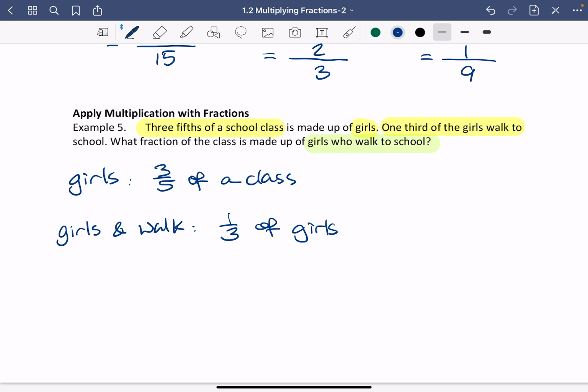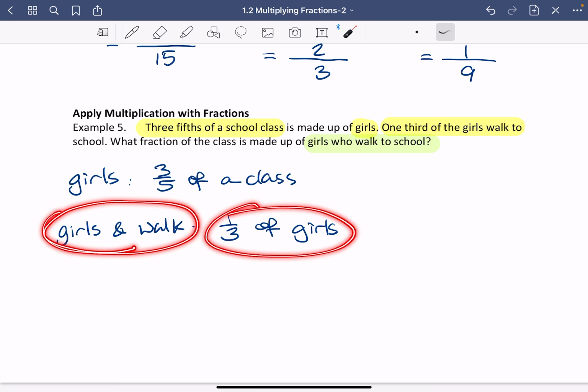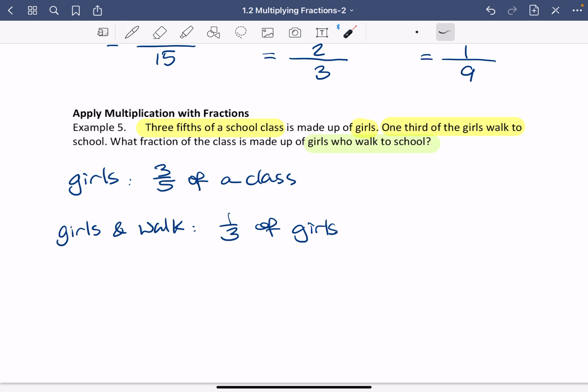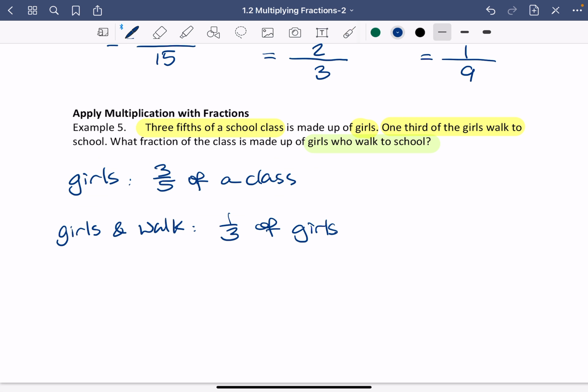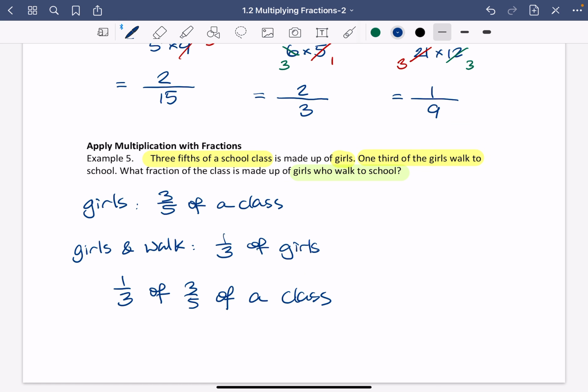All right. So let's combine the pieces of information together. So I know the girls who walk to school is a third of the girls. And we know girls is 3/5 of a class. So we basically want to find a third of girls, and girls is 3/5 of a class. So what we really want to find is a third of 3/5 of a class. So we multiply a third and 3/5 of a class.